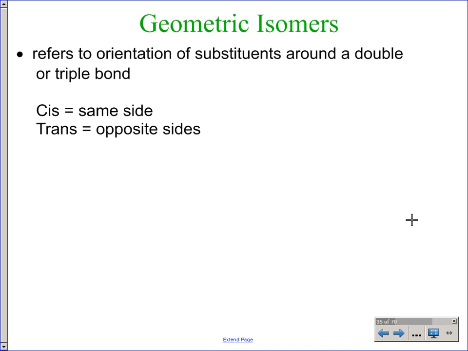So when we talk about these isomers, we're going to talk about cis and trans, and these terms will make much more sense when I show you some pictures. But when we talk about substituents being on the same side of the molecule, we call it cis. When they're on the opposite side, we call it trans. So let's do some examples, and it'll help you make some more sense of this geometric isomer thing.